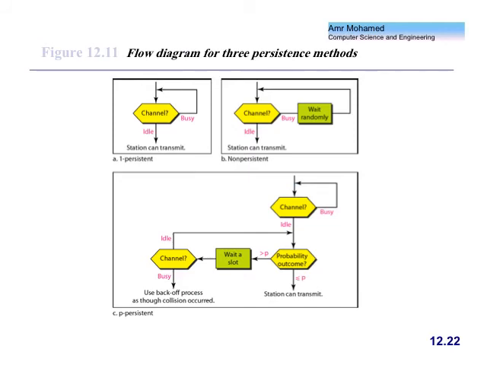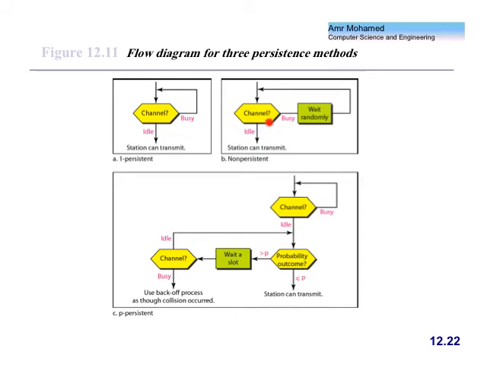So this is the flow chart that corresponds to the three persistent strategies. For one persistent, it's very easy. Channel is busy, channel is busy, channel is busy until the channel becomes idle, then send. There's no intelligence here.